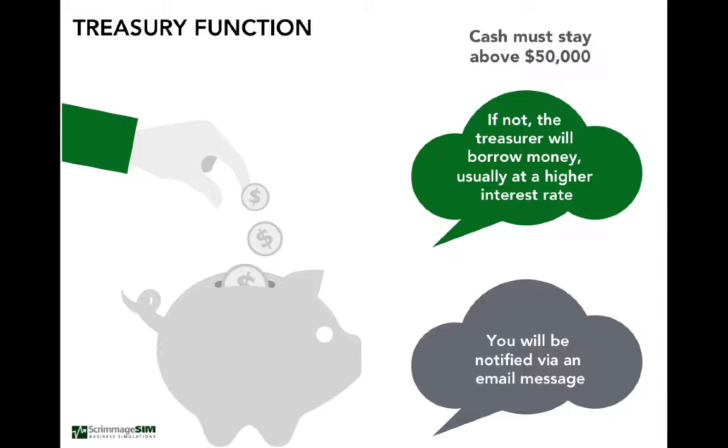In the income statement, the net income is a long-run indicator that the company is profitable, but that doesn't mean that the company has sufficient cash to pay bills, to pay employees, and actually stay in business. In the simulation, the automatic treasury function requires cash to stay above $50,000. If at any point the company's cash account has less than $50,000, the treasurer will borrow money, and this is usually at a higher interest rate than the current loans that the company has. If the treasurer has to borrow money, you will receive an email in the simulation.